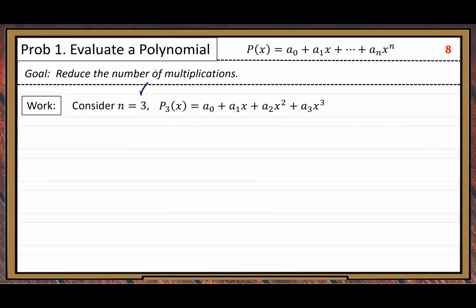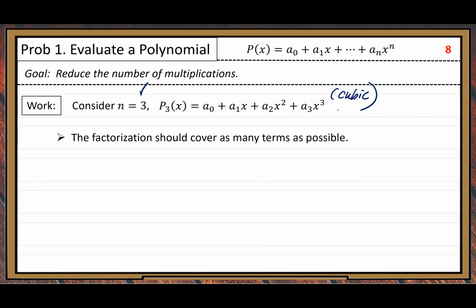P3, this time we have a cubic polynomial, from quadratic to cubic polynomial. This time, let us try to take advantage of that common factor property and do factorization. But when we do factorization this time, we take this small strategy here: we should cover as many terms as possible.